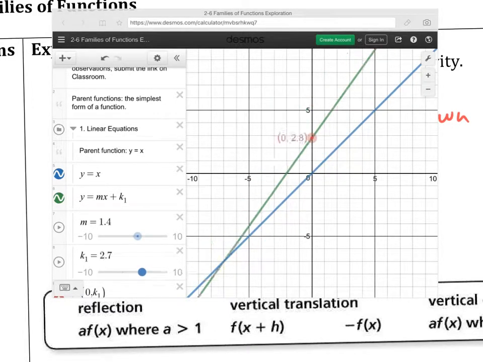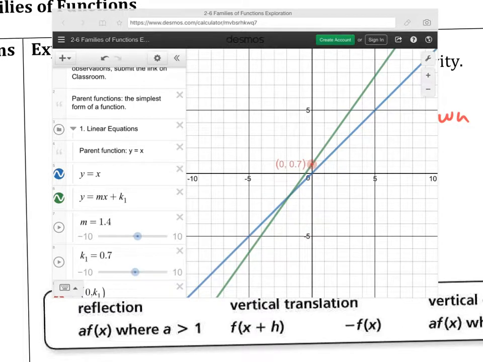or down. All right, so we see that adding something to the function can move the graph. Multiplying the function can change it as well.